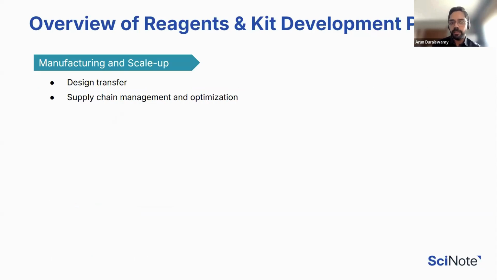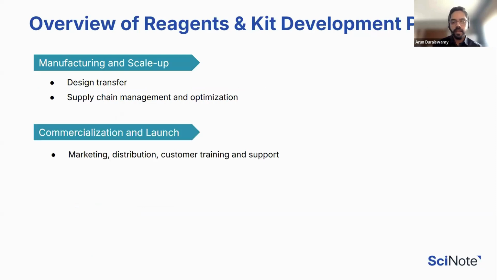If you're going to be scaling up, you want to make sure your vendors are capable of meeting your throughput demands for your materials. And then once you're done with manufacturing and scale up, you're going to move into commercialization and launch. Of course, a lot of these activities might be overlapping or happening in parallel, but generally the sequence of events is as follows. And this is the phase during which you'll also be setting up your training documentation, how you're going to handle customer support, etc.